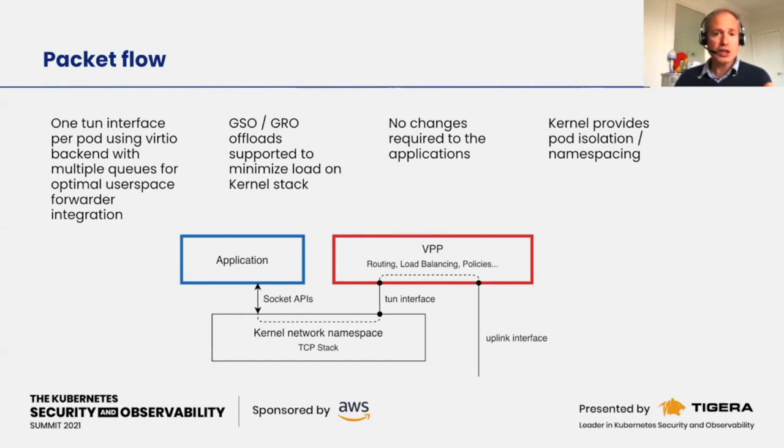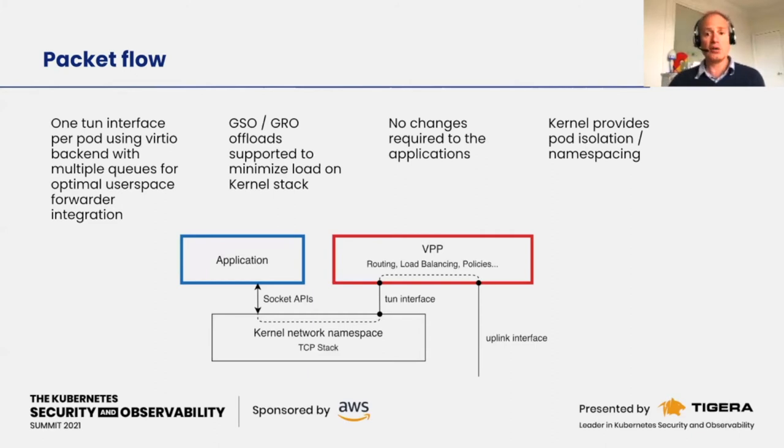And then the application sitting in its own pod, the blue box in this diagram, is completely unchanged. Actually, an application cannot notice whether it's Linux or eBPF or VPP. There's no difference from an application point of view. And in order to do that in an optimal way, we use a super optimized Virtio backend for the tun interface, right? And we do packet coalescing with GSO and GRO interface.